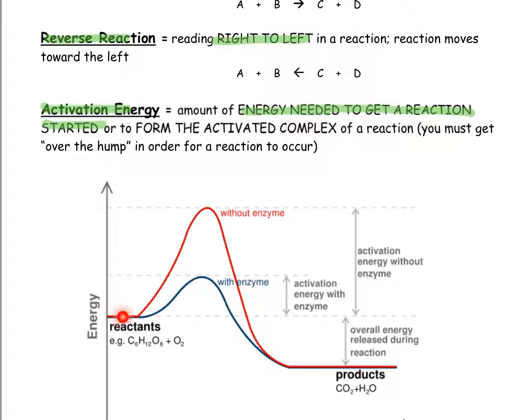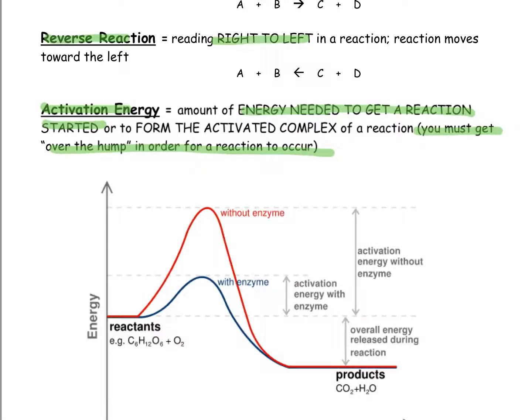It's kind of like pushing a rock up a hill. If you don't add enough energy to get it all the way to the very top of the hill, the reaction can't occur. The ball will not roll down the hill. If you stop even just right here, it'll fall back down. There will not be enough energy to complete the total process. So you must get over the hump in order for a reaction to occur.